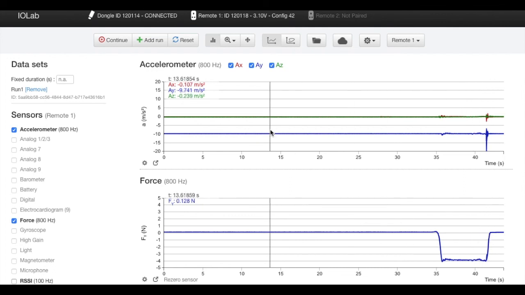So what you have here is data for both the acceleration due to gravity as well as the force readout from the force sensor. So in the analysis section, the next video, you will see how to employ these data sets to determine the mass of the contraption.